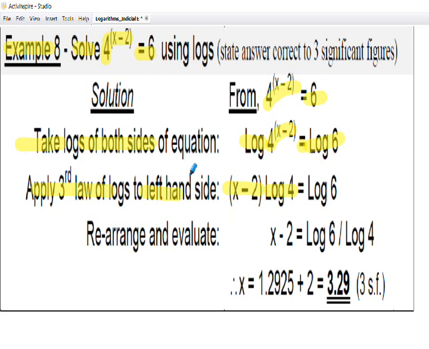I've got x minus 2 times the log of 4 here. Notice the x minus 2 in the bracket. It must be placed in the bracket to keep our BODMAS correct here. On the right hand side I have log of 6. Simply rearranging the equation, dividing both sides by log of 4, so x minus 2 is equal to log of 6 divided by log of 4, and then simply adding 2 to both sides, I get the value of x, which is 3.29.